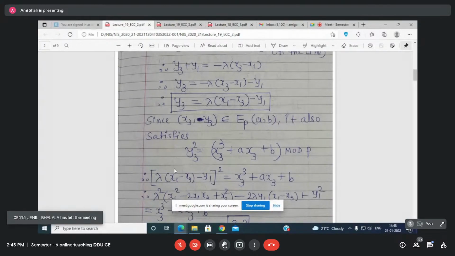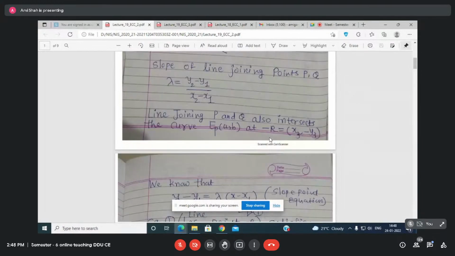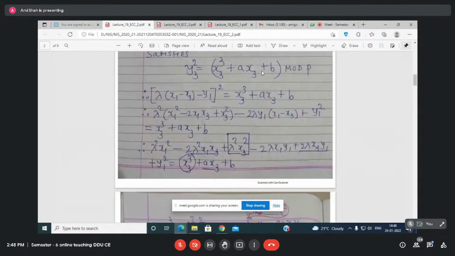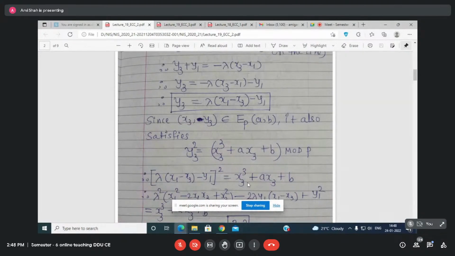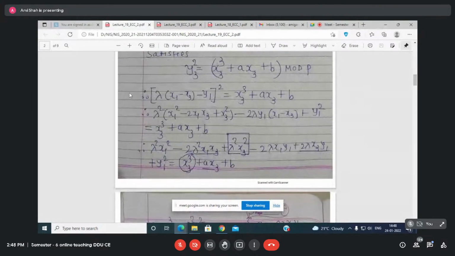So this is the y3 equation. This x3 y3 also belongs to the curve, according to this figure. Now it is on the curve, so instead of y3, I can put this value, x3 cube plus ax3 plus b. So you can write it this way: lambda square, in bracket, x1 square minus 2 x1 x3 plus x3 square, minus 2 lambda y1 into x1 minus x3, plus y1 square, right?